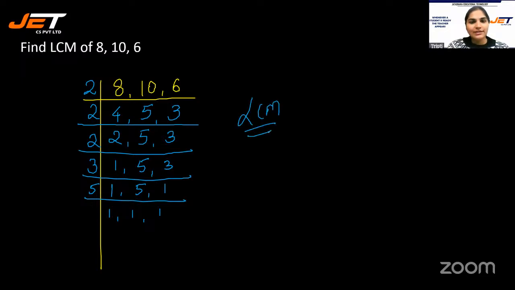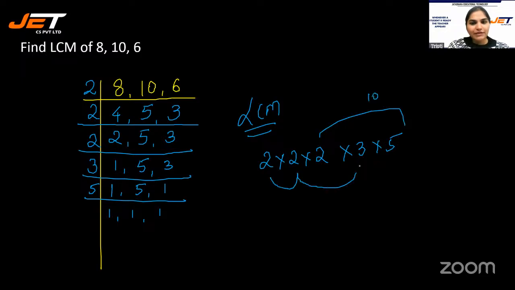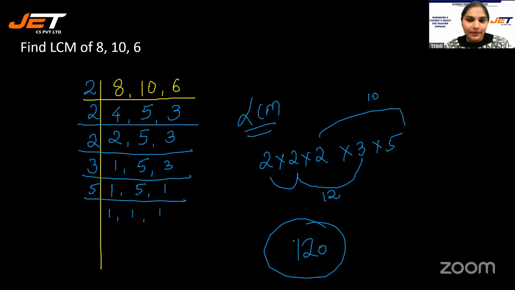Let's find out the LCM. It's 2 times 2 times 2 times 3 times 5. So 2 times 5 is 10. 2 times 2 is 4. 4 times 3 is 12. Again, 12 times 10 is 120. The answer is 120. 120 is the LCM of 8, 10, and 6.